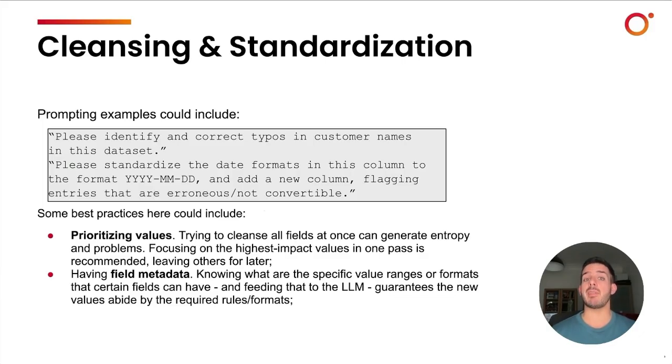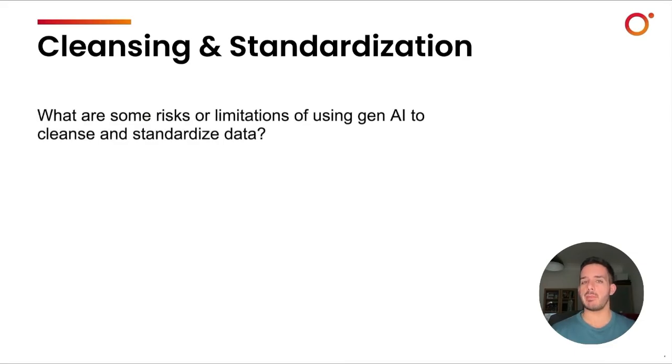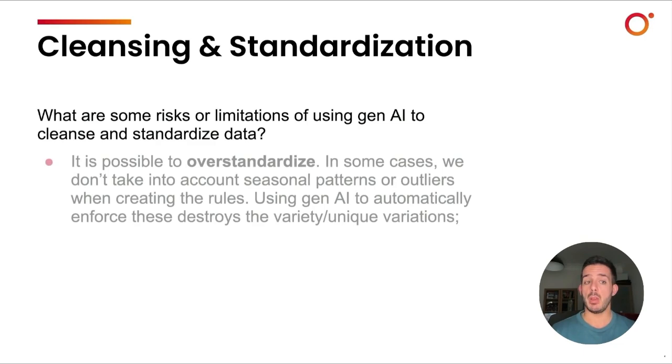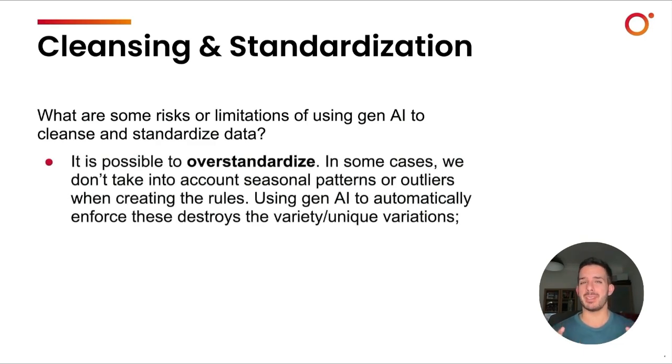It guarantees that the values abide by the rules or formats that exist for that field, and also it reduces a lot of the errors or hallucinations because the LLM has a very specific instruction for what to do for that type of field. And actually, we also have risks and limitations when we're using GenAI to both cleanse and standardize data. For example, it's possible to over-standardize in a way. Look, in some cases, we're not taking into account seasonal patterns or outliers or exceptional situations when we are creating the rules. This is not an error with GenAI, this is a human error, if you will.